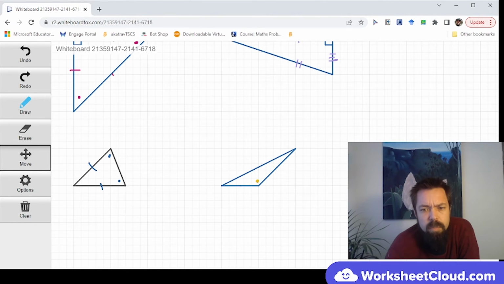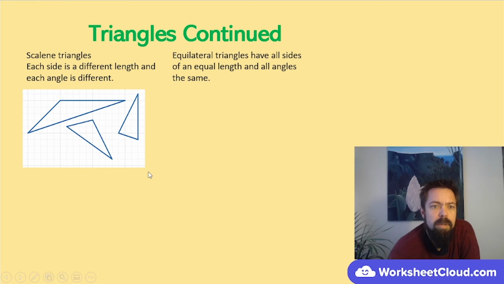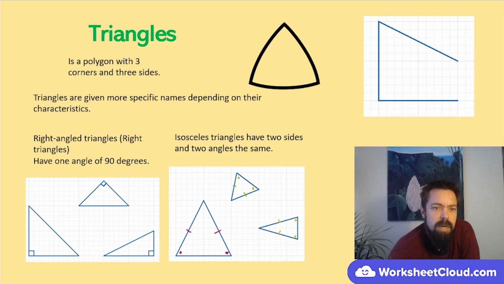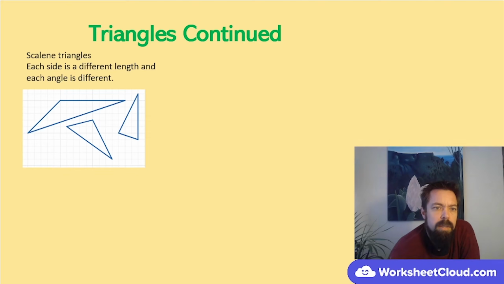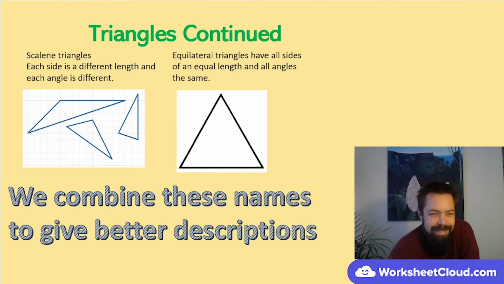I think the most important thing for now, let's go back to our slides. The most important thing for now is to be able to name these 4 types of triangles. So the right angle triangles, the isosceles triangles, the scalene triangles, and the king of the triangles, the equilateral triangle. It's like the most perfect of the triangles.